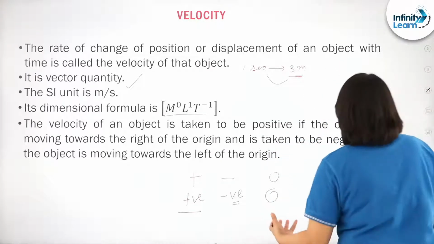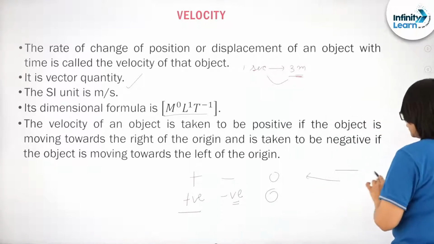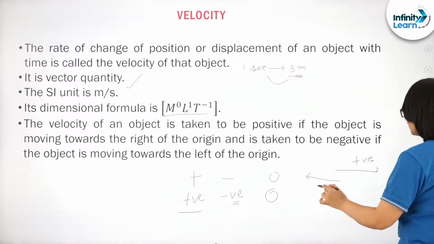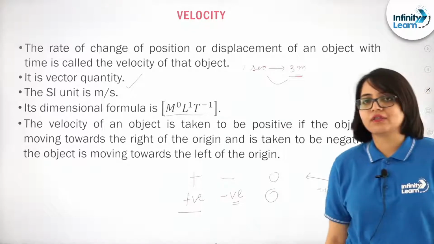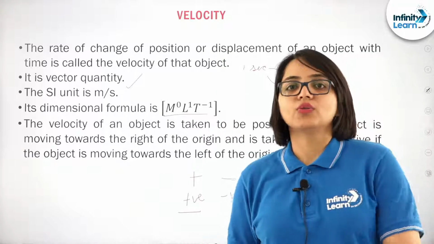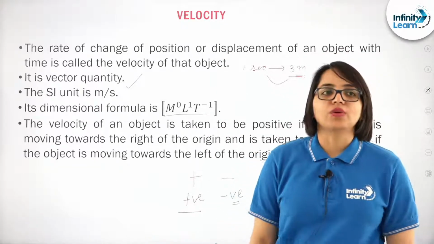Again we are dealing with a vector quantity. Suppose we have two different velocities in two different directions. Then one direction we will assume positive and the other direction we will assume negative. What is the significance of positive and negative? If one velocity is in this direction, then its opposite direction will be the negative direction. I hope this is clear.